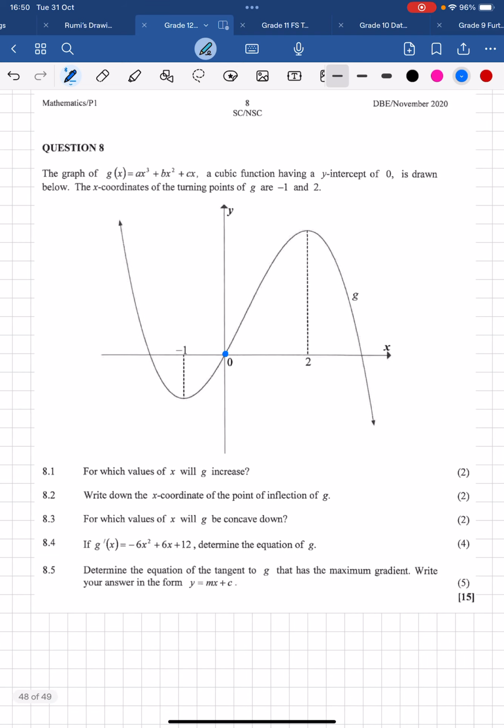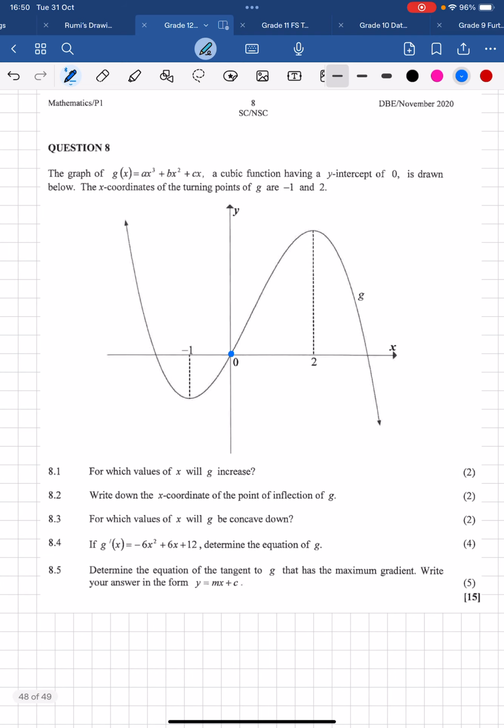The y-intercept is 0. That is why in the standard form that they gave us, the d value is 0. Remember, there's normally a constant term as well. In this case, there isn't a constant term. The graph is drawn below. The x-coordinates of the turning points of g are negative 1 and 2. They haven't given us the y-coordinates, but in this case, we don't actually need them. I'm worried that if you see a question like this, you might panic because they haven't given you the y values, but you're actually not going to need them.